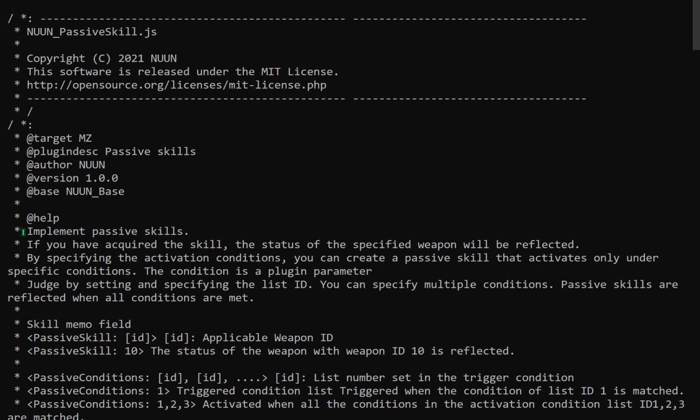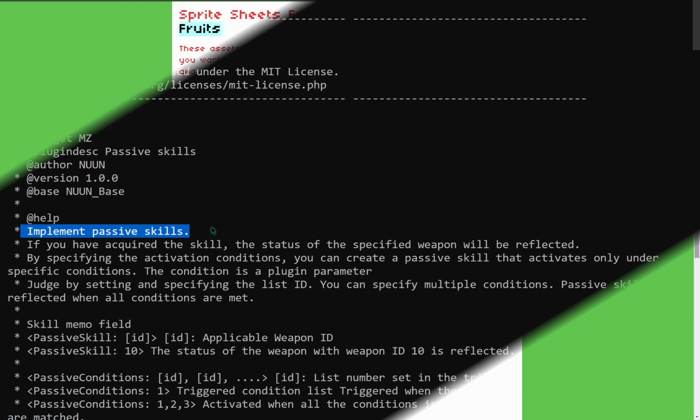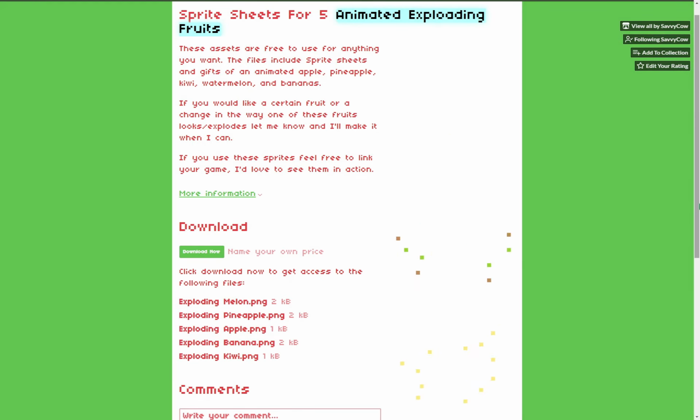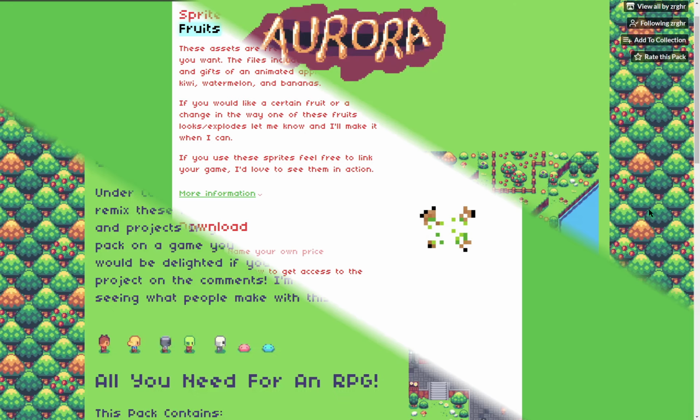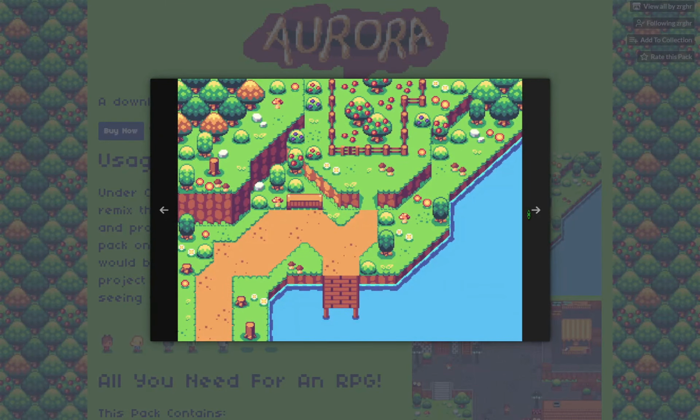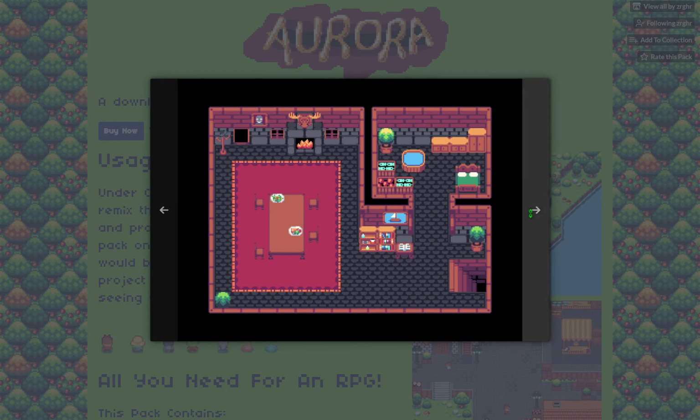An MZ plugin by Noon that allows us to implement passive skills in battles. A sprite pack of animated exploding fruits by Savvy Cow. Aurora fantasy tiles and sprites by Zerga.